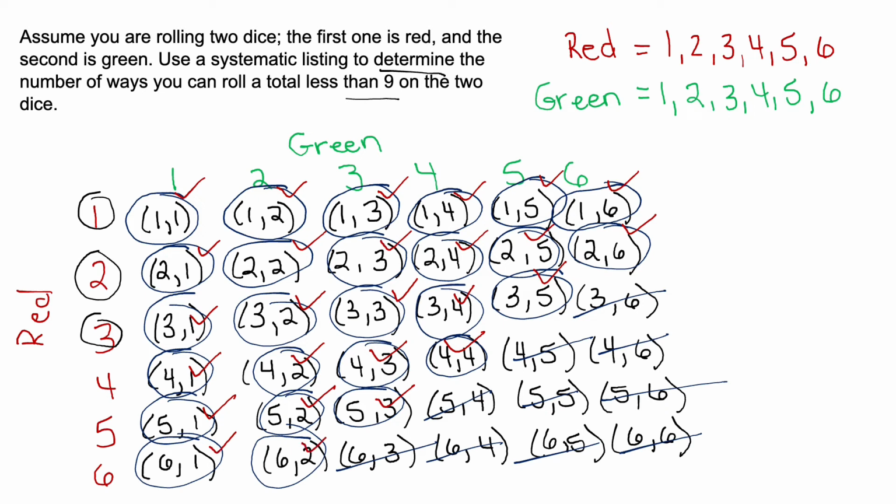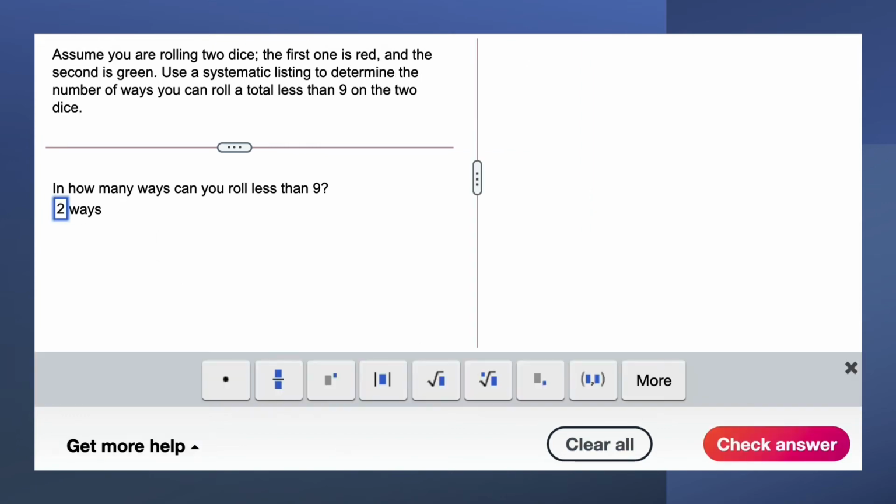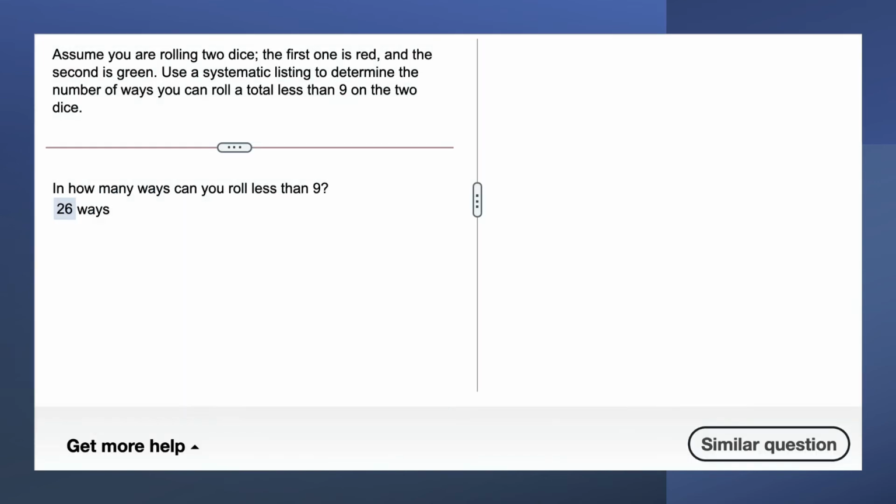So there are 26 ways that we can roll a total less than 9 on 2 dice. So my answer is 26. The answer is 26. In my math lab, select the answer box and type in 26. Check your answer.